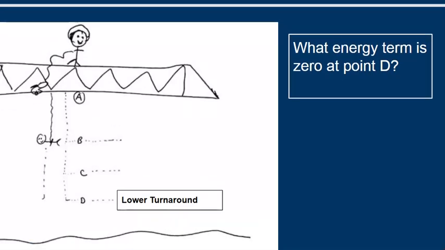That point D is a lower turnaround, right? And you hope that's above the water. So what energy term is zero at point D? Since it's a turnaround, your velocity is instantaneously zero, which means your kinetic energy is going to be zero, which is going to make the problem easy to solve, right? Because you're getting rid of a term.